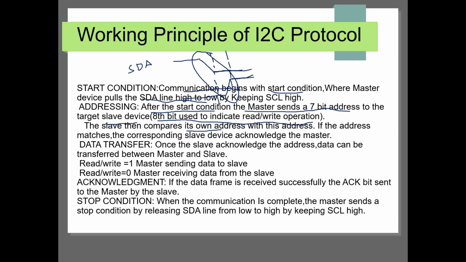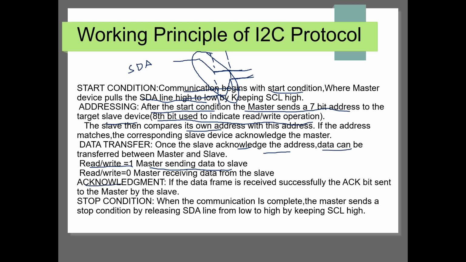Then data transfer, how the data is transferring. Once the slave has acknowledged, data can be transferred between the master and slave. See here the read or write bit. If it is one, the master is sending data to the slave, and zero means the master is receiving data from the slave. Depending on that bit, the master does a write operation when it is one, and a read operation when it is zero.